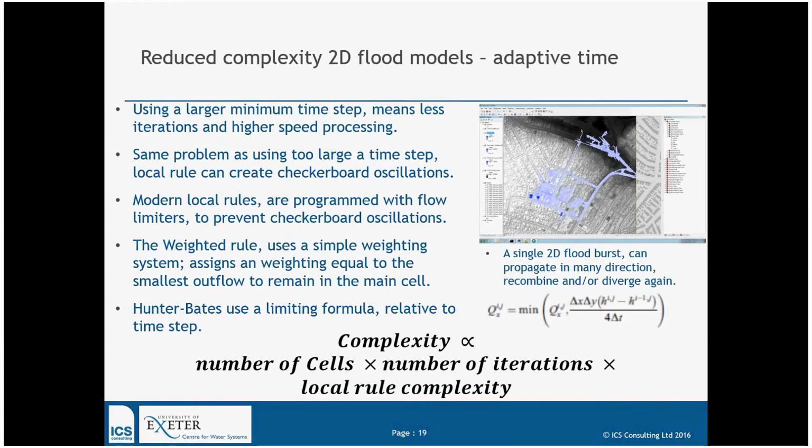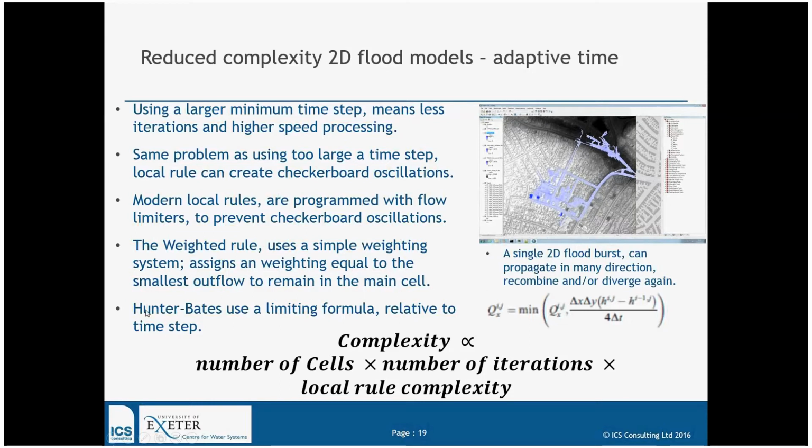So if we can use a larger time step, we could take fewer iterations, and the complexity is basically based on the number of iterations we've got to take. So if we could use a higher time step, or if we can use a simpler rule or fewer cells.